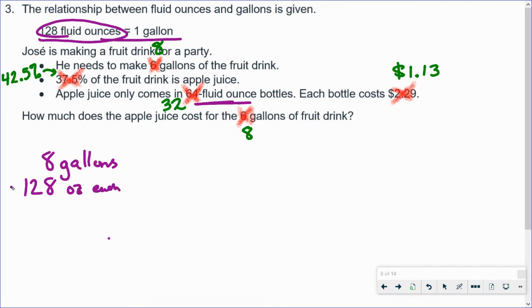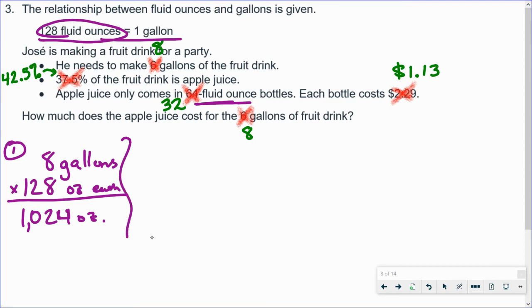So what are we going to do to find out ounces? We're going to multiply these. It's going to be too much of a pain to go back and forth with the calculator, folks, so you can have your Desmos calculator out. Meanwhile, what I got here is 8 times 128, 1,024 ounces. And I'm going to write that ounces right there so I know what I'm doing. So step number 1, find the number of ounces.